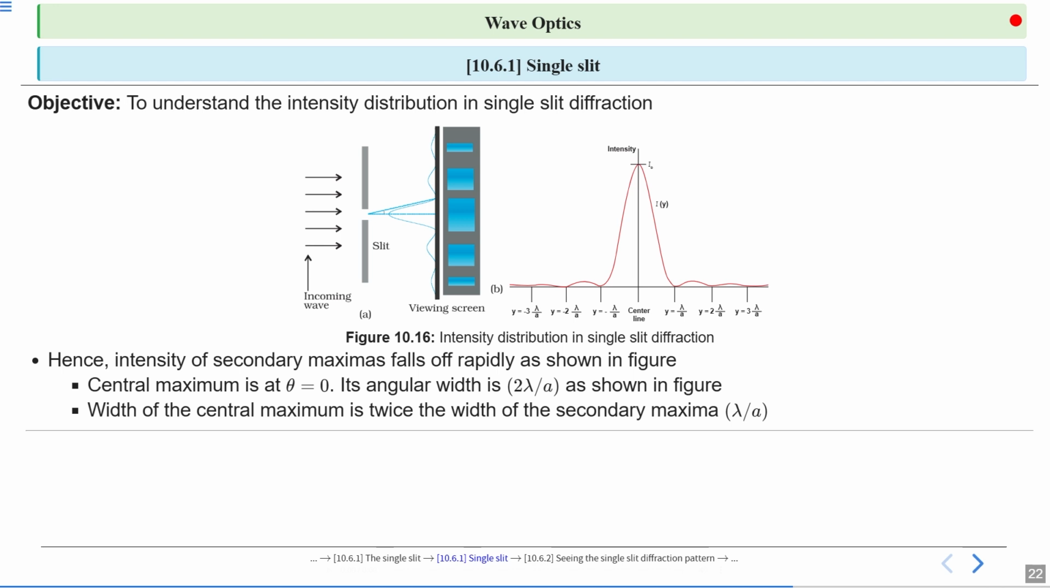So finally, let's compare the widths of central and secondary maxima. The width of the central maximum is twice that of the secondary maxima, which is lambda divided by a. This relationship helps us understand the scale of the diffraction pattern and why the central maximum is so dominant.